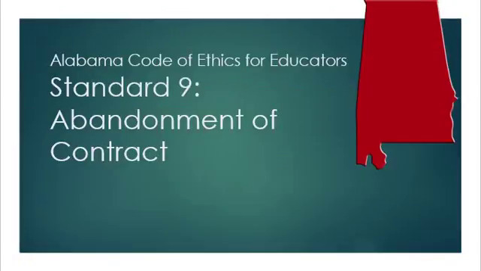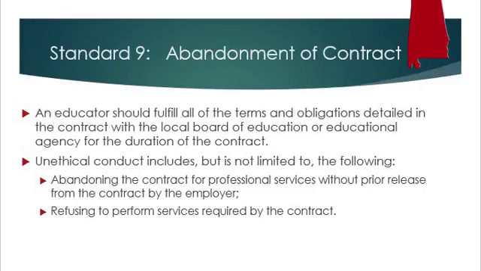Standard 9, the abandonment of contract. An educator should fulfill all of the terms and obligations detailed in the contract with the local Board of Education or the educational agency for the duration of the contract. So unethical conduct includes, but is not limited to, abandoning the contract for professional services without prior release from the contract by the employer, and refusing to perform services required by the contract.